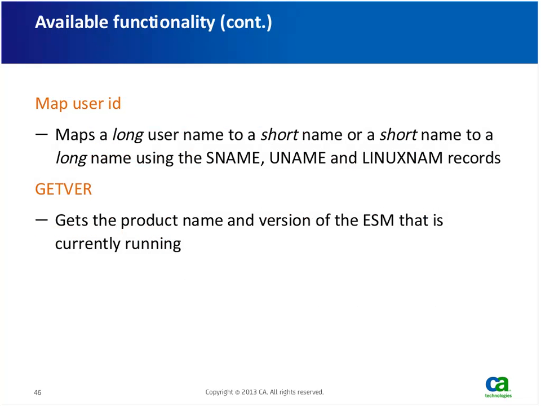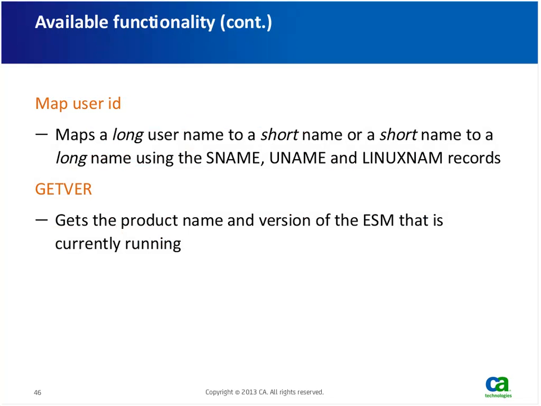There is a way to map users. Another issue a lot of clients run into is long name, short name, meaning a 7-8 byte ID to the distributed long name. Using sname, uname, or Linux name records in the security product, you can actually map back and forth from long names to short and vice versa.